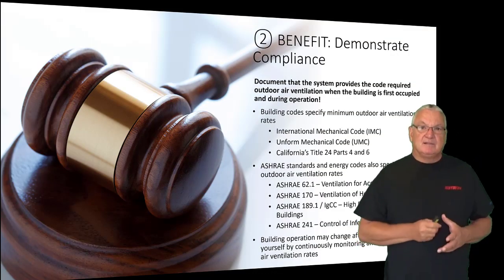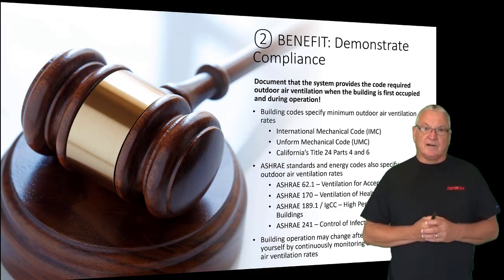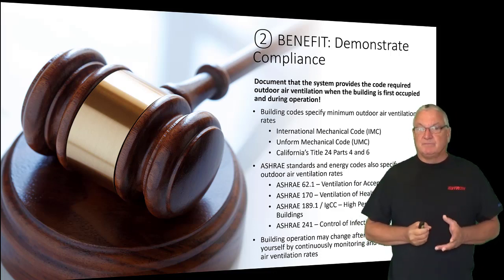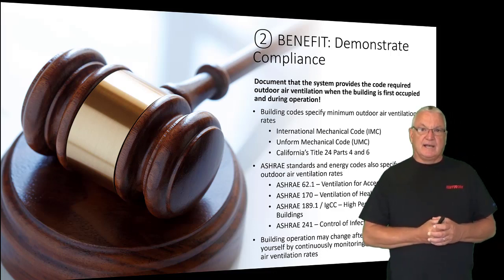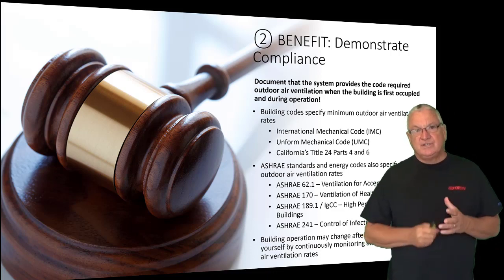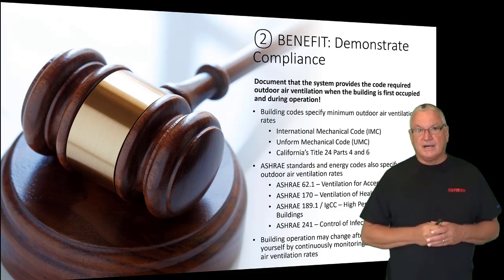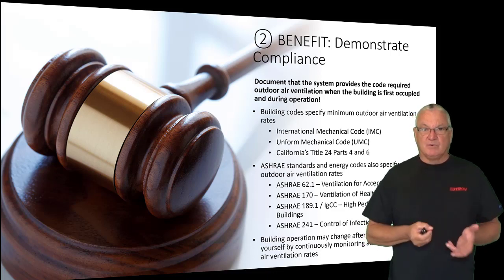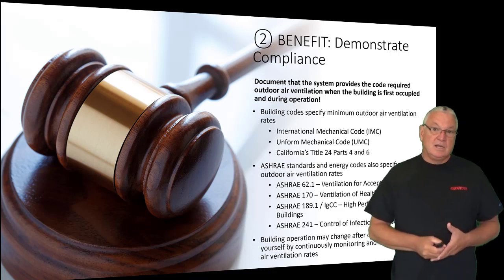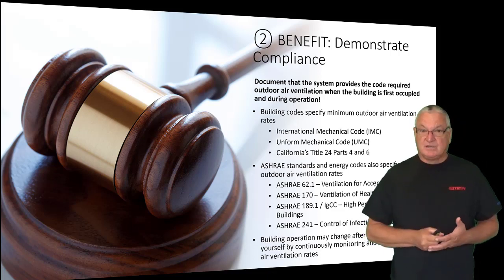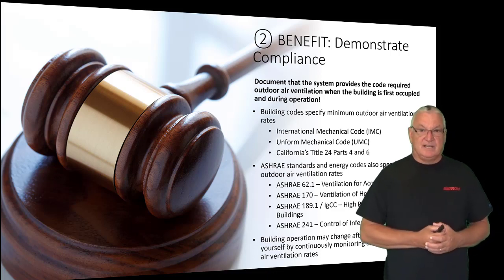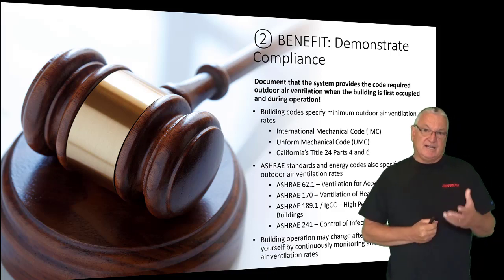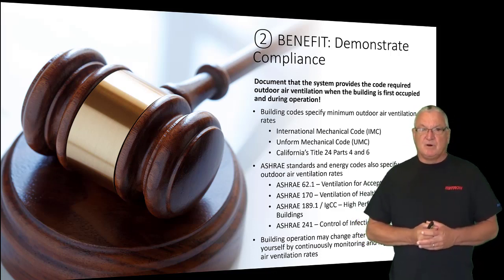A big issue here, particularly for engineers, is to demonstrate compliance. And I want to make sure I make this really clear that it's not that you want to just demonstrate the code required outdoor air ventilation is provided when you turn this building over when it's first occupied. I mean, all of the codes, the IMC, the UMC, California's Title 24, whether it be Part 4 or Part 6, they all specify ventilation rates, okay? As do the standards that we just briefly spoke about.